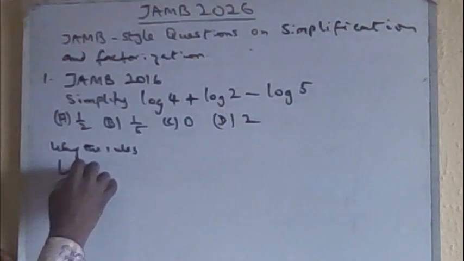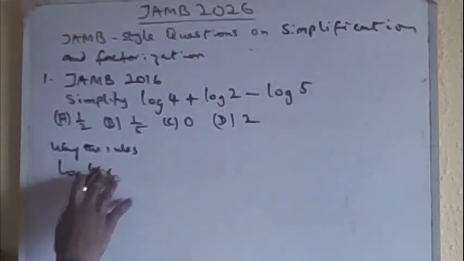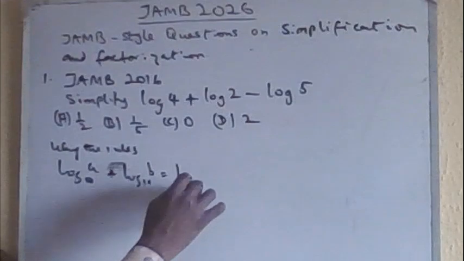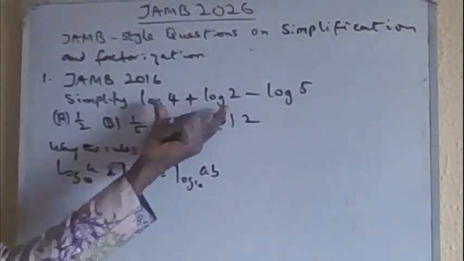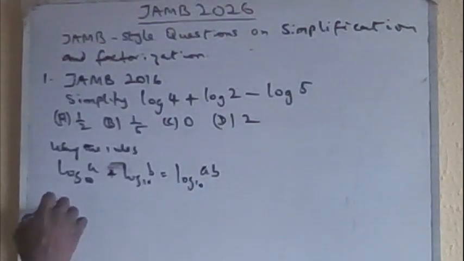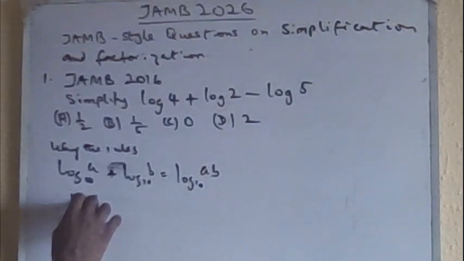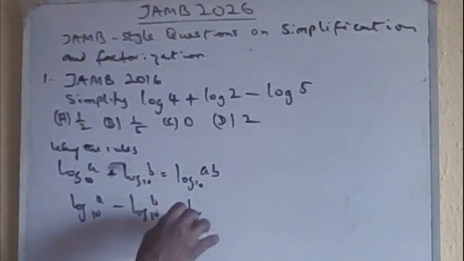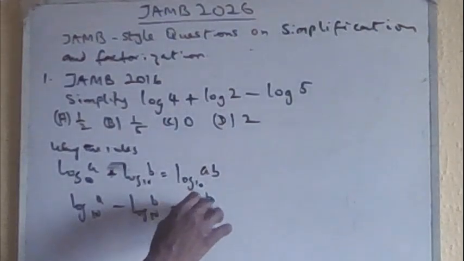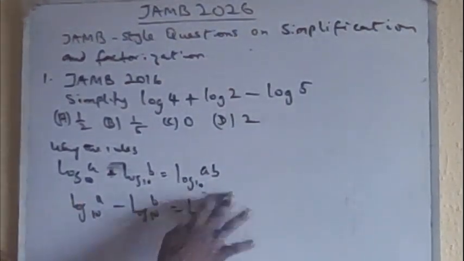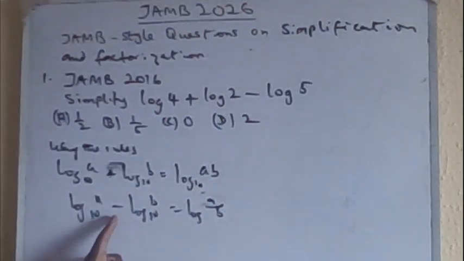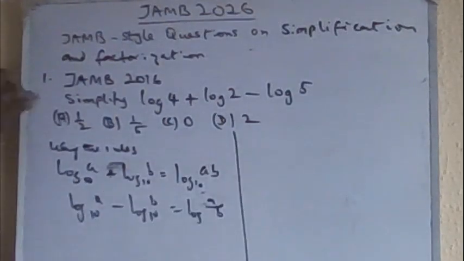if I have log a to base 10 plus log b to base 10, it becomes log to base 10 of a times b. So addition is multiplication, right? And if I have log a to base 10 minus log b to base 10, it is log of a over b, this one over this one. Division. So addition gives multiplication, subtraction gives quotient. Understand? So we're going to be applying that rule in this particular question.